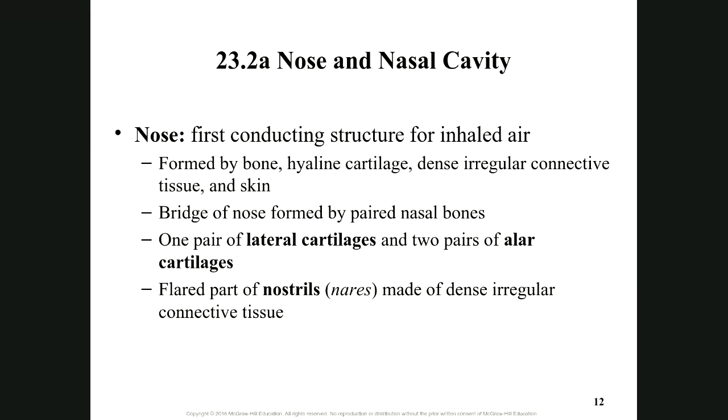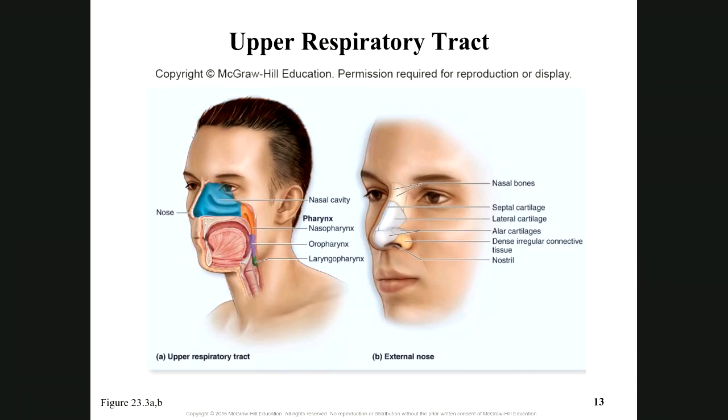Now, I want to start from the upper respiratory tract, and I start with the nose. The nose is the first conducting structure for inhaled air. Look at the picture of the nose. I explained the previous slide on this picture. As you see here, the nose is formed by bone. You can see the nasal bone here. We have a pair of nasal bones.